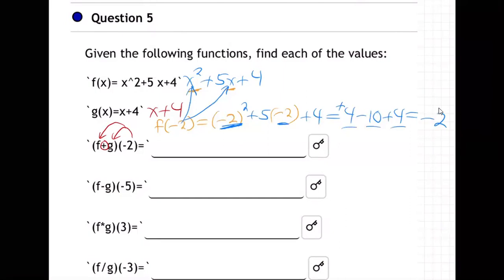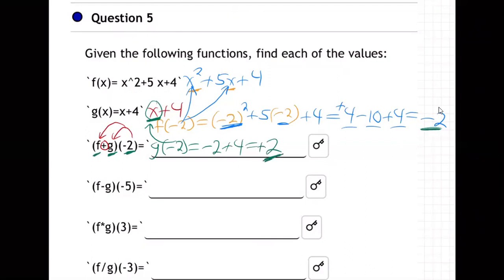All right, so now let's do g of -2. What do we do? We're plugging it in right here into the function. And that just comes out +2. So I plugged it into the x slot in the function g of x. So notice what I'm doing right now. I'm plugging -2 into g and into f. I got the answer -2 and +2.